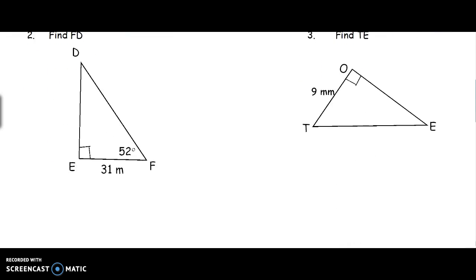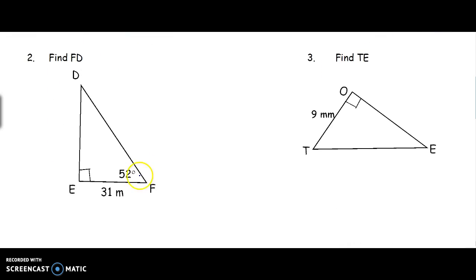Let's take a look at the second number 2. Here we have a reference angle. It's angle F. Okay, we're looking to find FD. So the side that is not across but forms that angle with the hypotenuse is called the adjacent side. And then the side that we're looking for is across from that 90-degree angle, which is the hypotenuse.